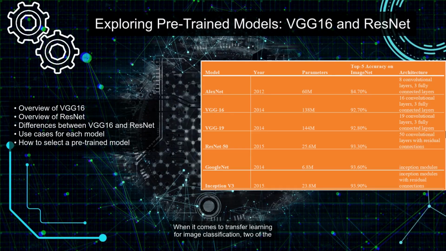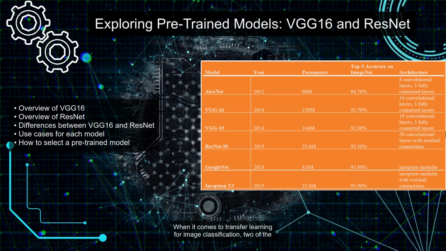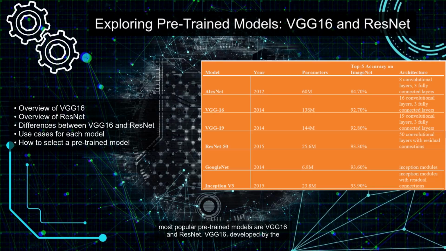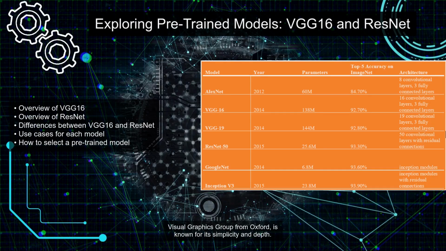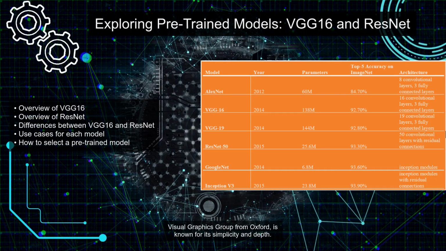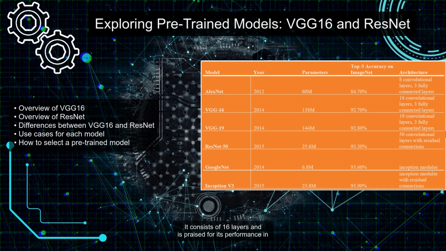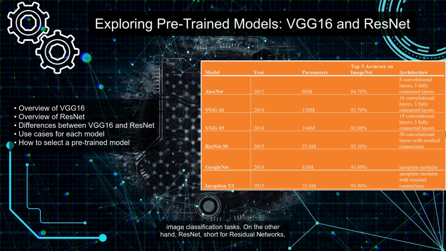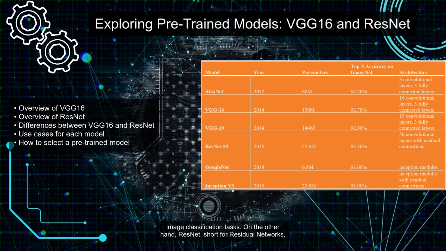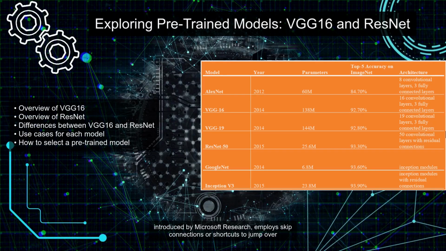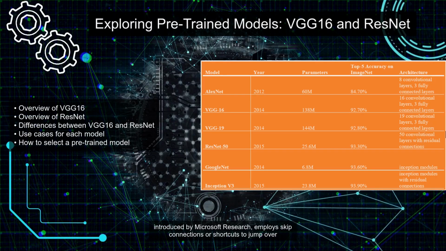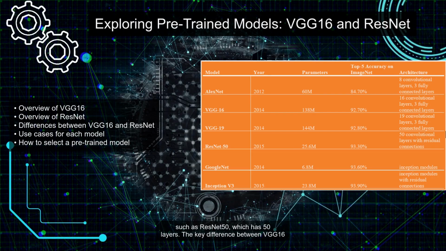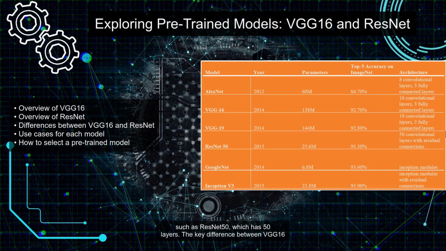This strategy not only saves time but also improves the model's performance by building on a solid foundation of learned features. When it comes to transfer learning for image classification, two of the most popular pre-trained models are VGG16 and ResNet. VGG16, developed by the Visual Graphics Group from Oxford, is known for its simplicity and depth. It consists of 16 layers and is praised for its performance in image classification tasks.